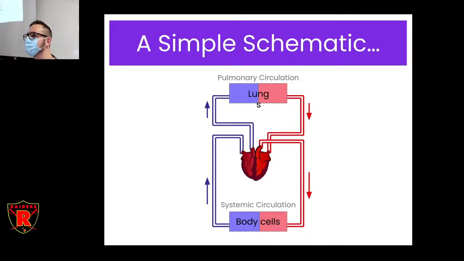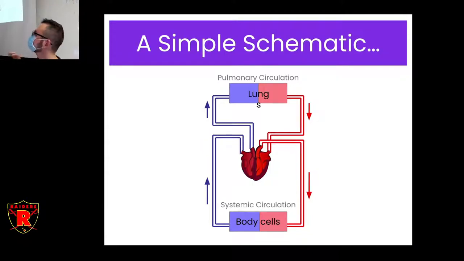You've probably already got an idea for this based on what we've talked about, but there are two circuits that are coming from the pump, from the heart. There's one circuit that is just for that lung oxygenation and to drop off carbon dioxide. That's called the pulmonary circuit. So the pulmonary circuit is from one side of your heart just to the lungs and back.